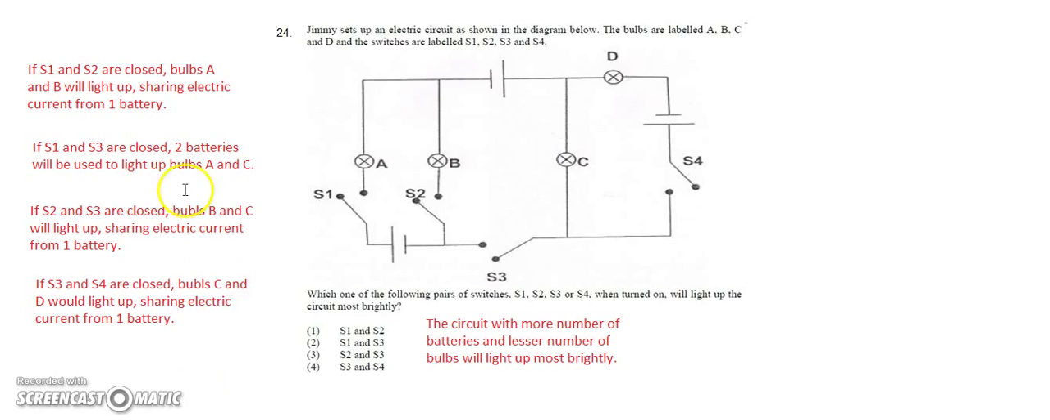So if we look at the options, option 1, there is a sharing of battery, 2 bulbs sharing 1 battery. Option 2, 2 batteries lighting up 2 bulbs. Option 3, again 2 bulbs lighting up sharing 1 battery. Option 4, the same thing, 2 bulbs lighting up sharing 1 battery. So if we are looking at the most number of batteries with the least number of bulbs lighting up, we are looking at option 2, which is switch 1 and switch 3. So answer is option 2.